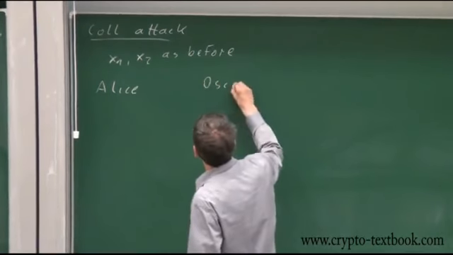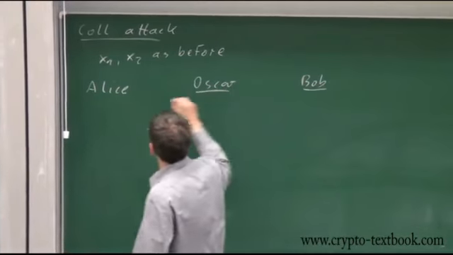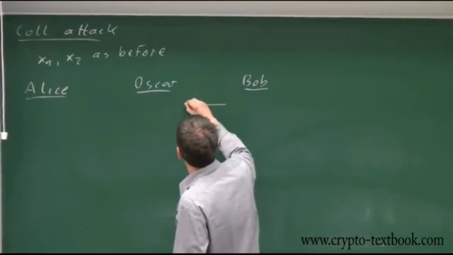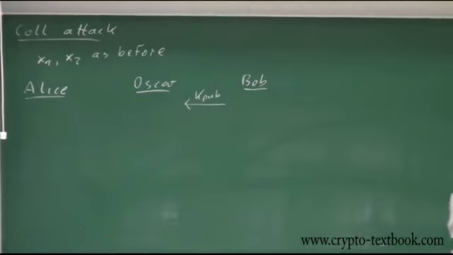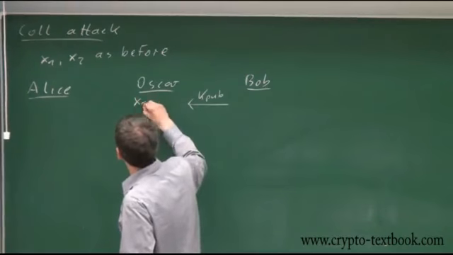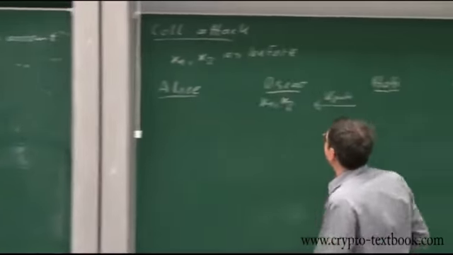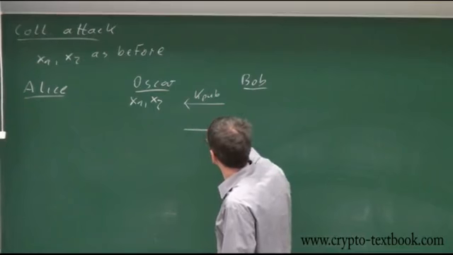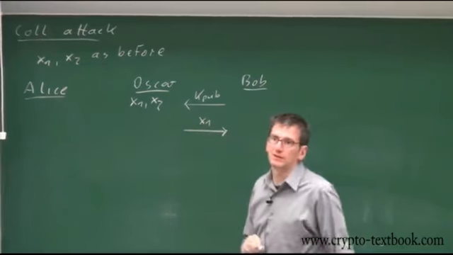So we have Alice, Oscar, and Bob as the participants, the actors. Again, Bob sets up his system and sends his public key over, makes his public key public. Oscar, of course, has x1 and x2, again, with those two properties. What Oscar does is he somehow tricks Bob into signing x1.